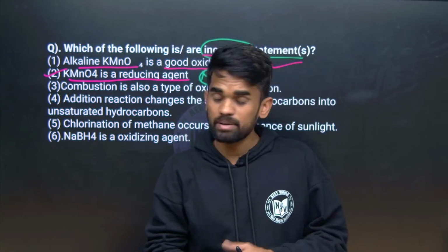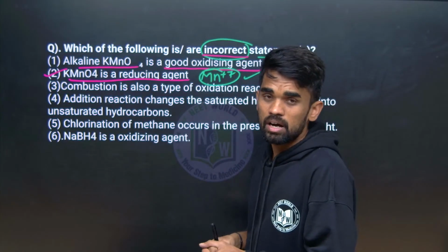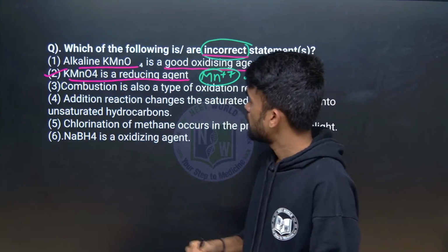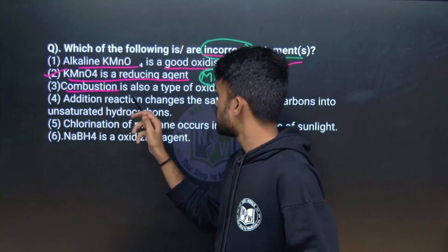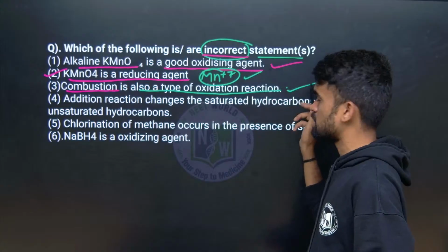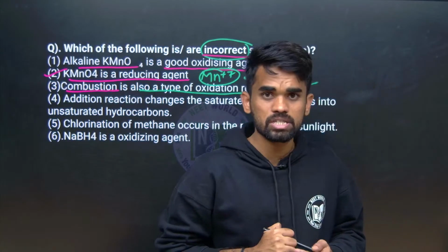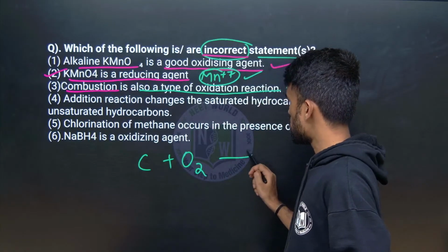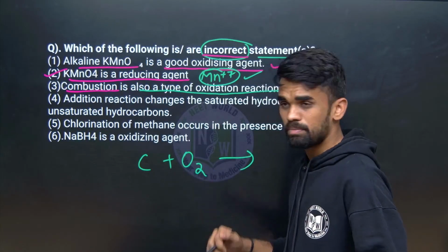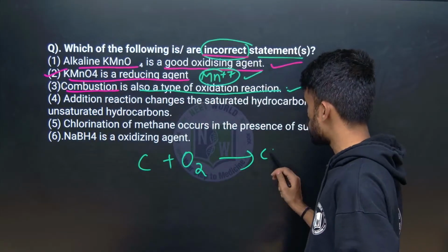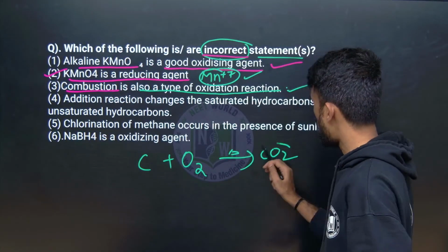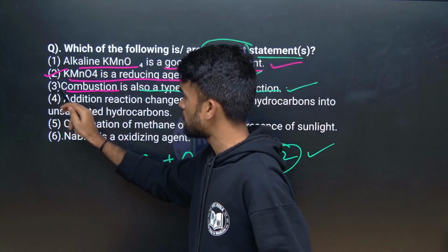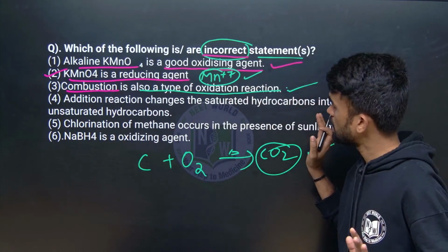They are saying multiple statements may also be chosen here. Read all the statements. Combustion is also a type of oxidation reaction. Yes, combustion is also a type of oxidation. Like addition of oxygen is called oxidation. For the combustion reaction of carbon, carbon plus oxygen gives CO2. This is what happens. So addition of oxygen to carbon is what? Oxidation. So this is also correct. They are asking about the incorrect statement.